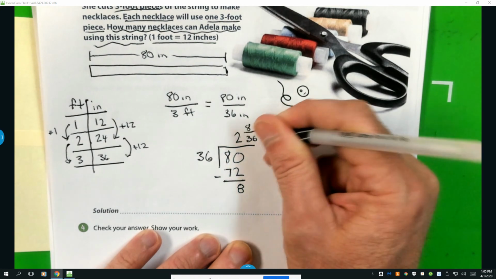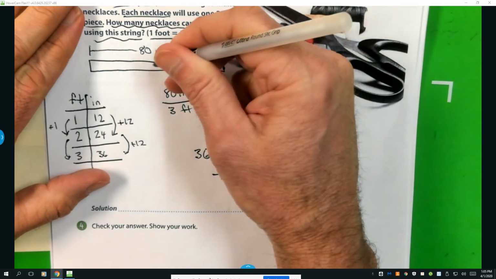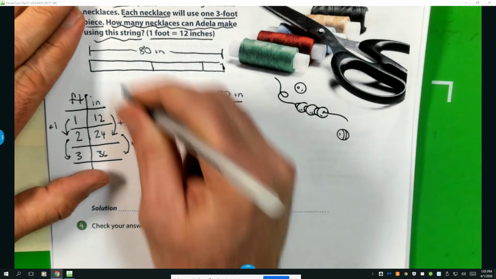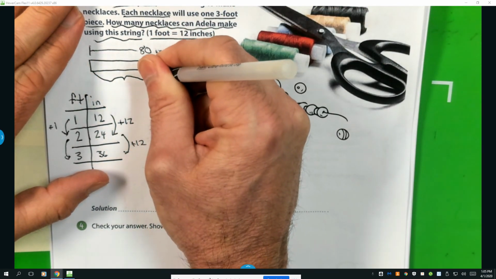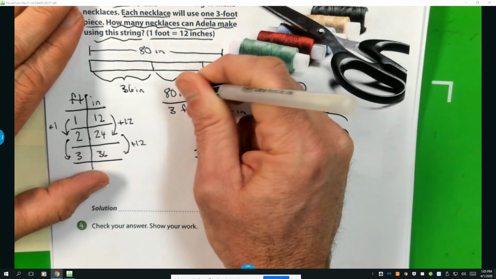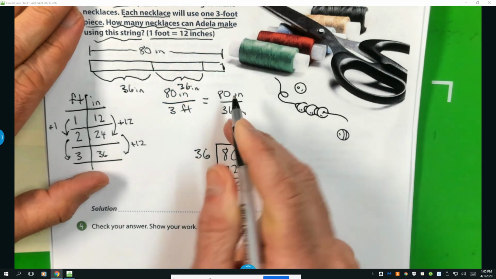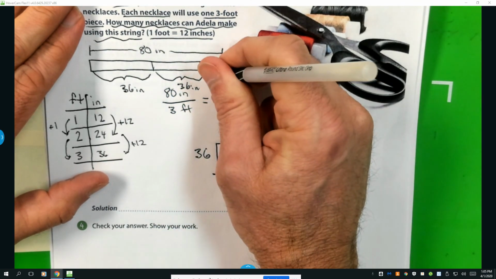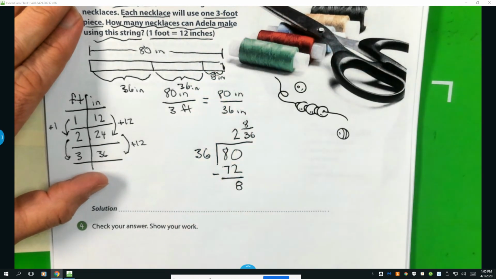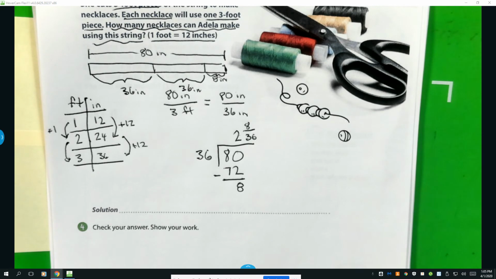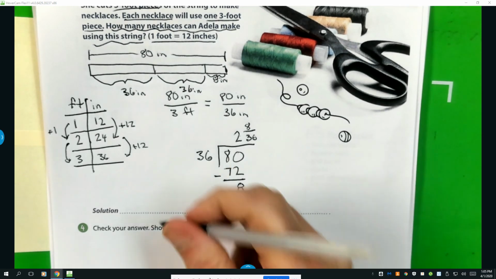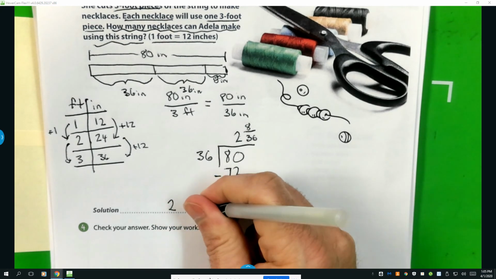So 2 and 8 36ths. So we're going to get 2 full sections right here. This section here will be 36 inches. This section here will be 36 inches. And what that leaves us with is an additional 8 inches right there. All right. So how many necklaces can she make? She can make 2 whole necklaces.